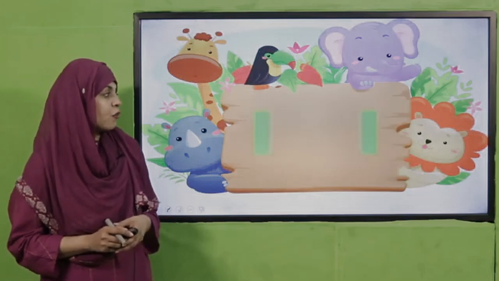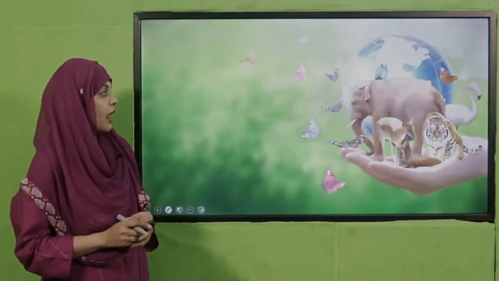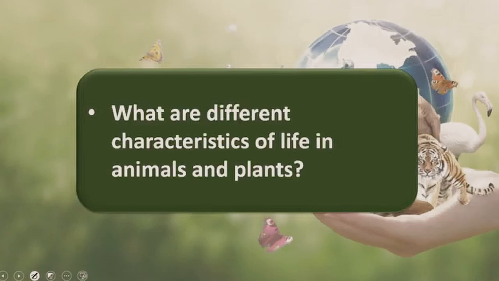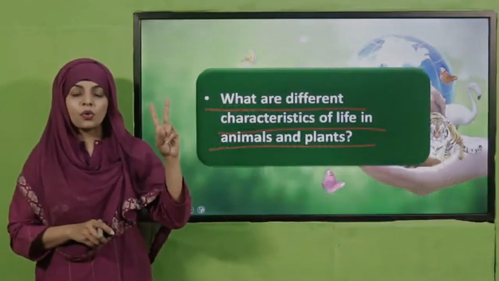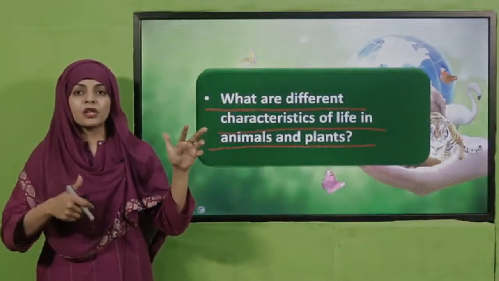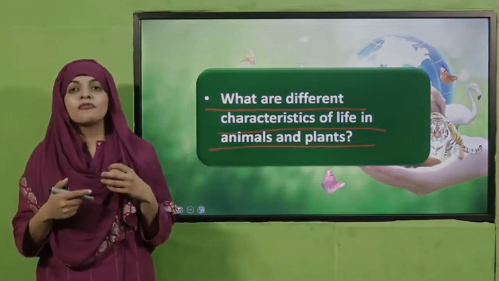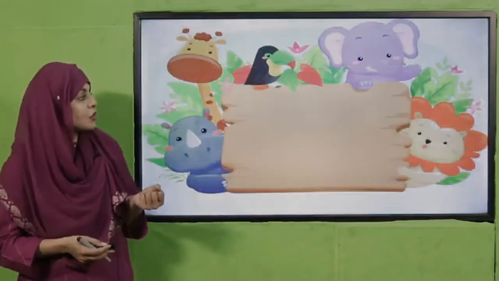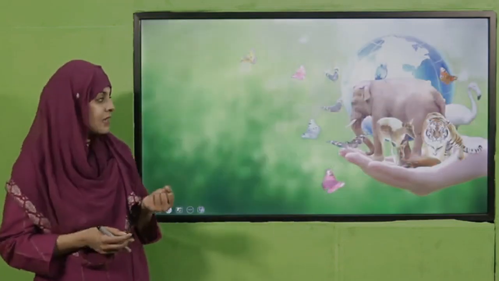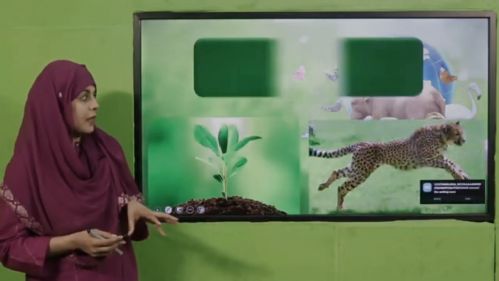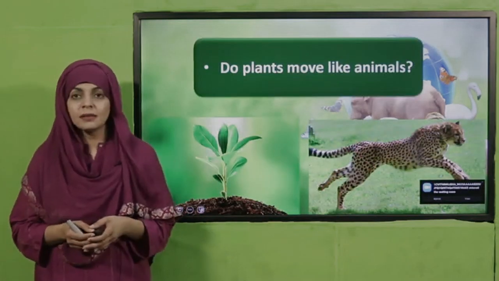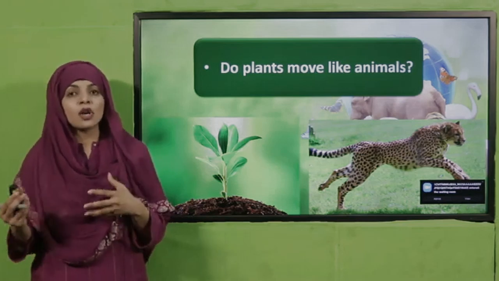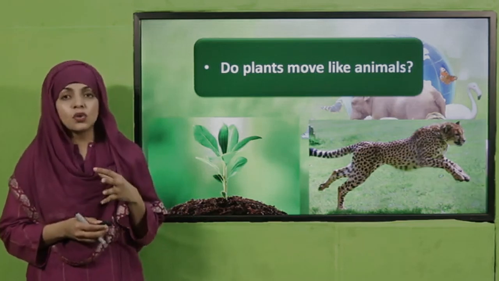So my dear students, let's quickly move forward towards the recap. Quickly listen to the question and then answer them. What are different characteristics of life in animals and plants? Movement, growth, reproduction, respiration, excretion, sense and response, feeding, these all are different characteristics of both plants and animals. Let's quickly move forward towards today's activity. Quickly look at the plant and animal and now tell me, do plants move like animals? No, they do not run, jump or walk like animals, but plants do move.